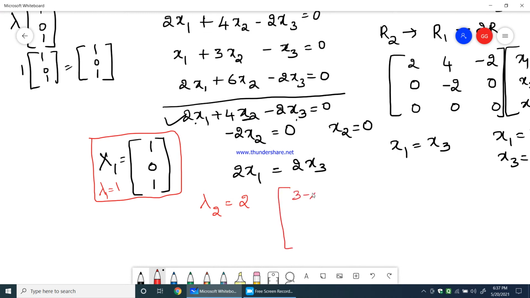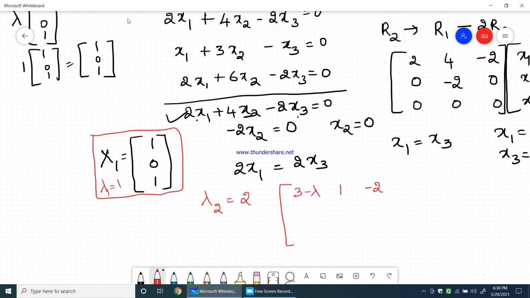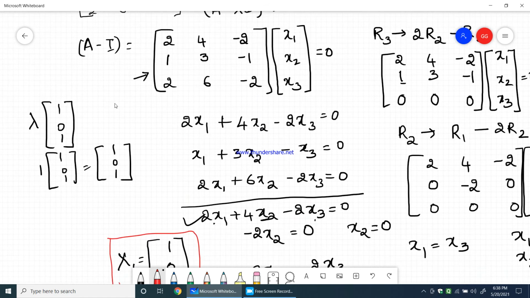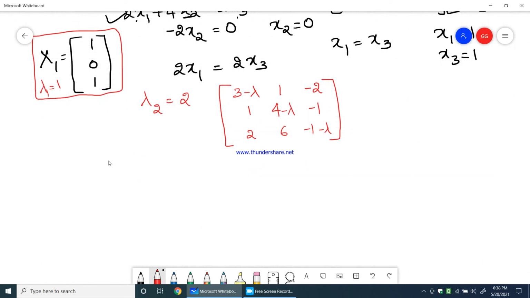3 minus lambda, 1, minus 2; then 1, 4 minus lambda, minus 1; then the third row, 2, 6, minus 1 minus lambda. So let us go with this now. When lambda 2 equals 2, what do we get?